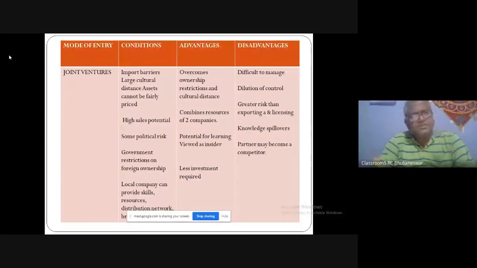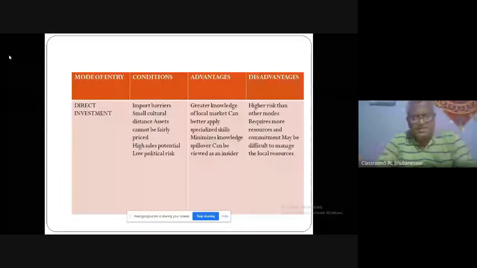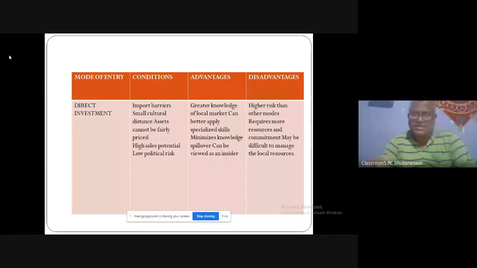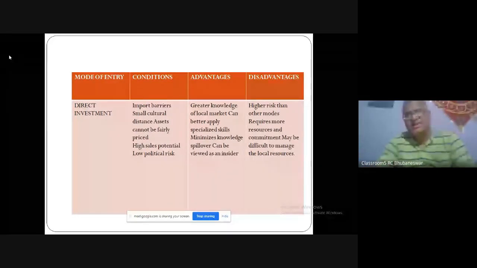If you talk about direct investment, meaning foreign direct investment as a mode of entry, there are import barriers, cultural distances, and high sales are required where the investment can be made, and some political risk is also associated. Some positive points are greater knowledge and specialized skills. The disadvantage is that it is a high-risk mode and difficult to manage.